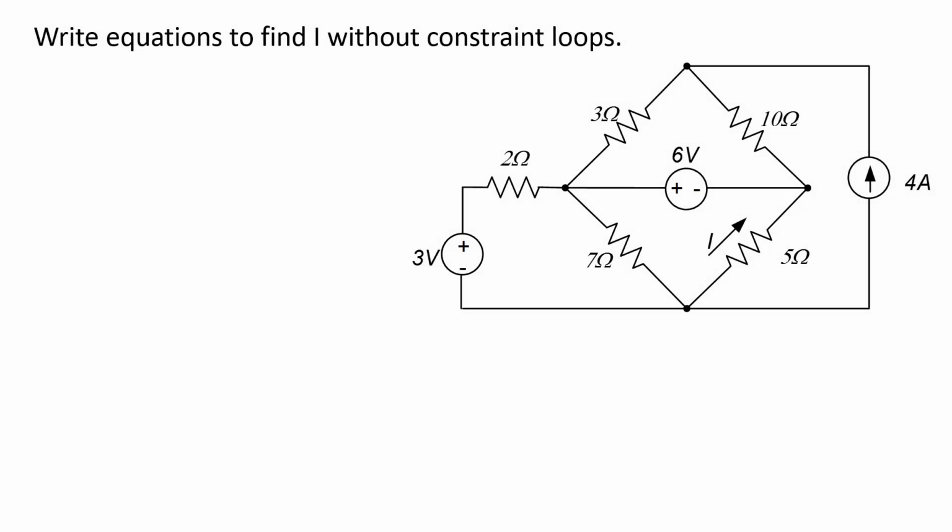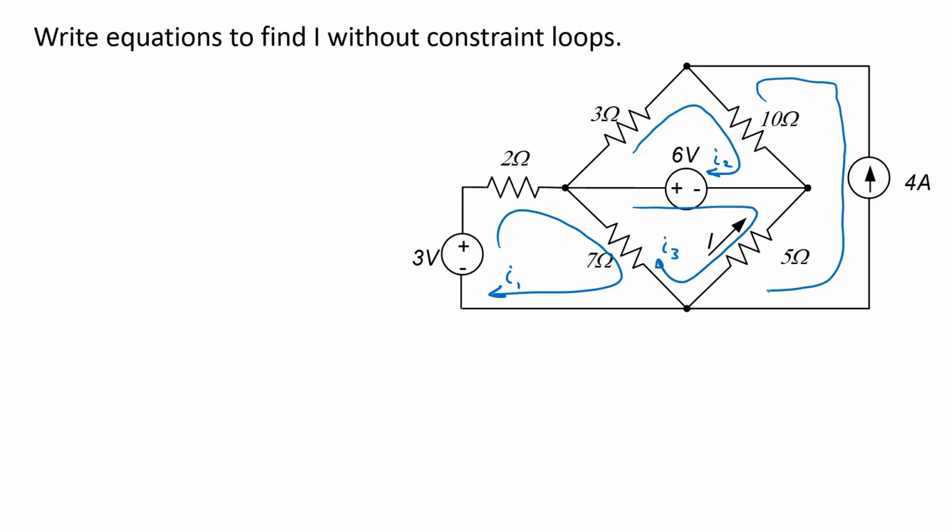Now let's write equations from which we can find the current I without using constrained loops. If I don't use constrained loops, I'll define this as a mesh current. I'll call that I1. This is a mesh current. I'll call that I2. This is a mesh current that I'll call I3. And then instead of using a constrained current over here, I'll call this another mesh current that's I4.